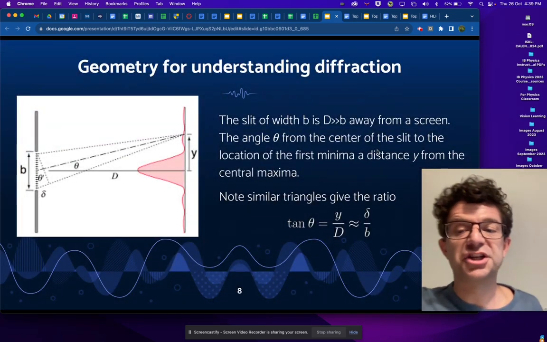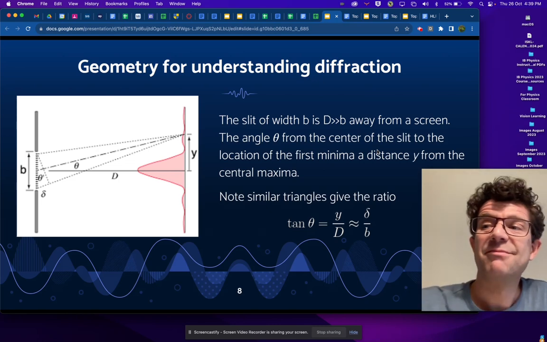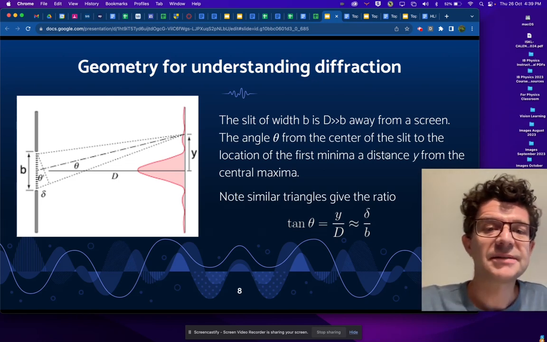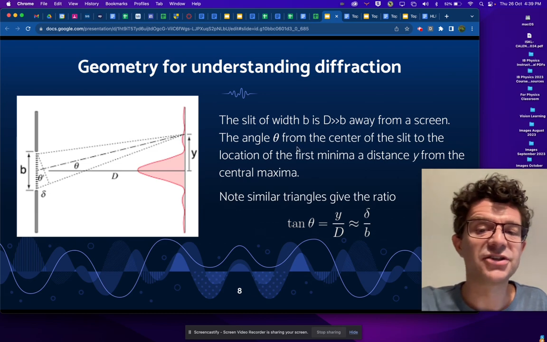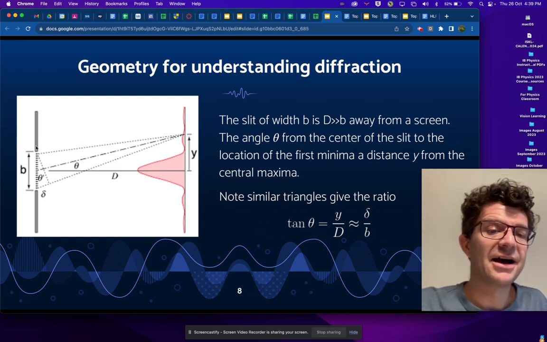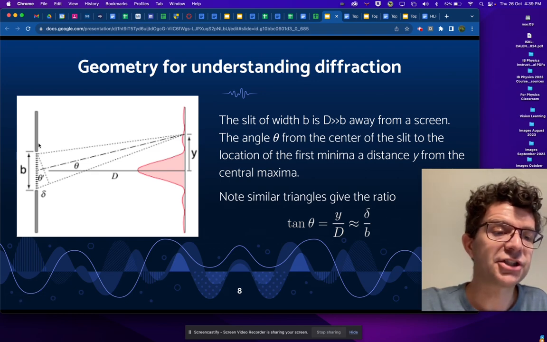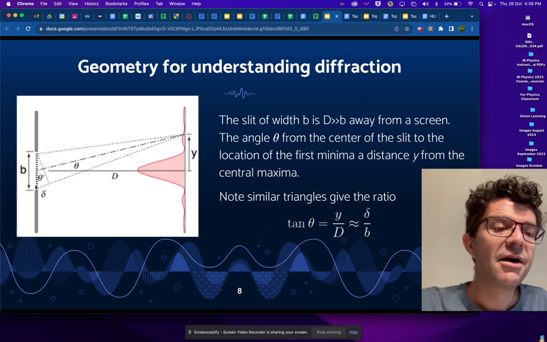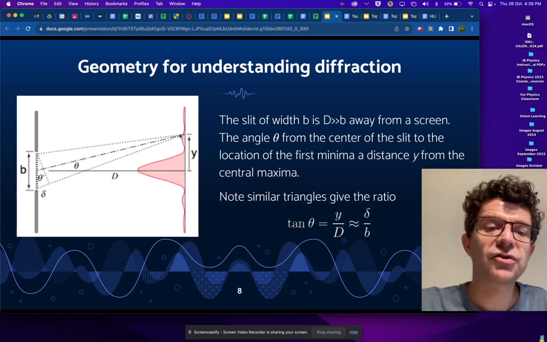Now we come to the derivation. If you want to look away, it's okay. Probably nobody's going to ask you to do this, but I think it's really fun to look at and try to understand. So what we're looking at here is an exaggerated picture. Here is our slit of width b, and we're looking at how light from the various Huygens wavelet sources along that slit reach a screen where we can see the diffraction pattern created.